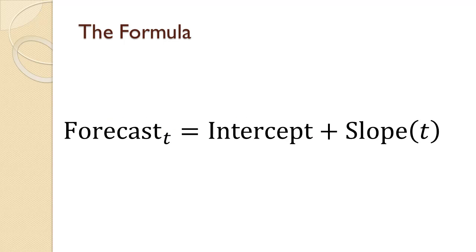Once you have the intercept and slope, the forecast for any period is just the intercept plus the slope times the number of that period. That's all there is to it. The intercept and slope do not change period to period.